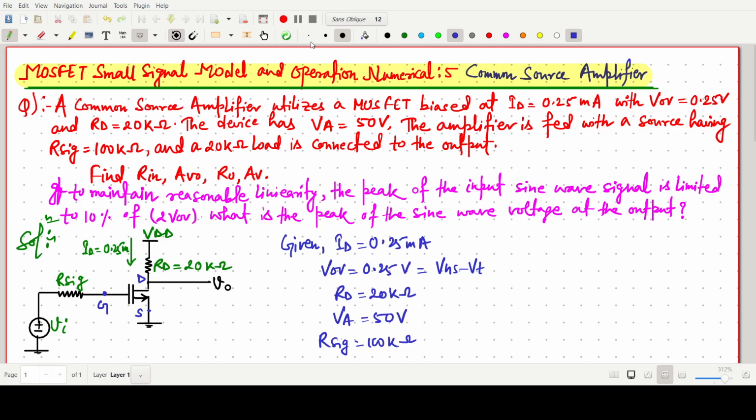Okay, and it is terminated with a load of 20 kilo ohm. Okay, 20 kilo ohm. So these are the things which are given.